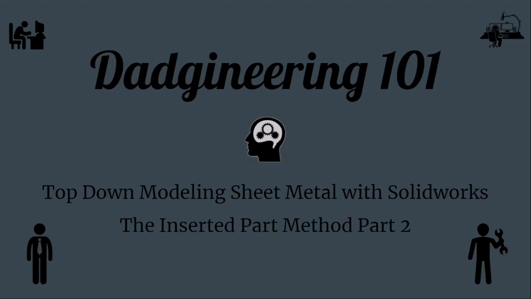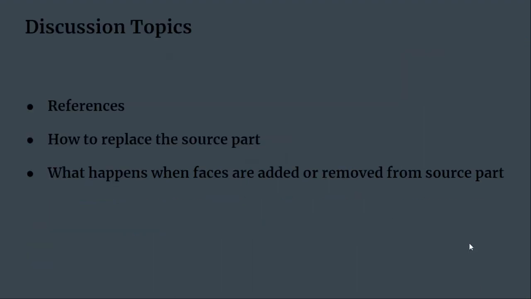In part 1, I demonstrated the inserted part method for sheet metal modeling, and in today's video I will be diving a bit deeper and discussing some more technical details about how the inserted part method works. We're going to discuss references and how they work in between the source part and the individual fabricated part files and the assembly. Next, we're going to learn how to replace the source part in each of our individual fabricated parts.